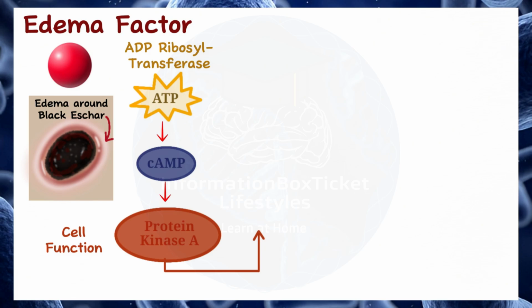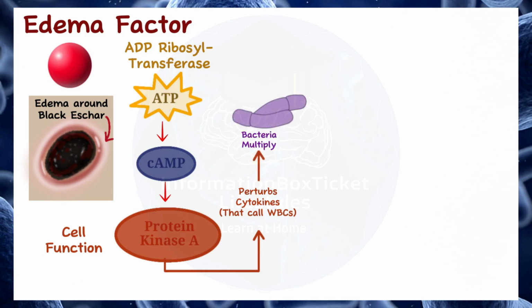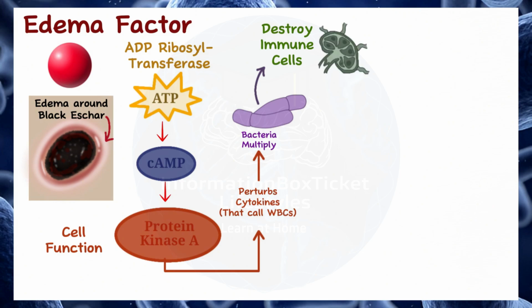A key effect of this pathway activation is the disruption of the cell's ability to secrete cytokines, which are signaling molecules that recruit white blood cells to combat the infection. As a result, the bacteria continue to proliferate and destroy immune cells in the lymph nodes, impairing the immune response.